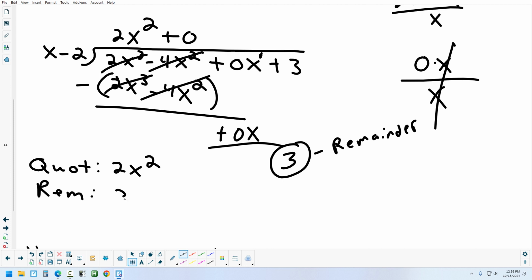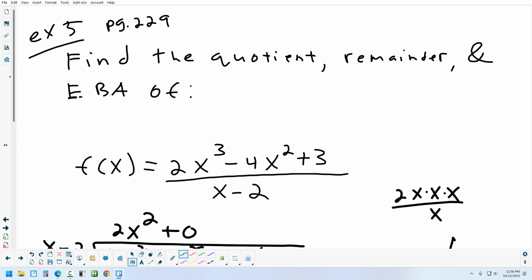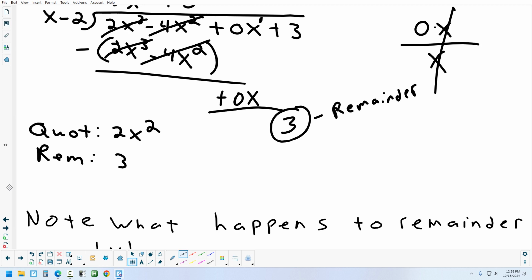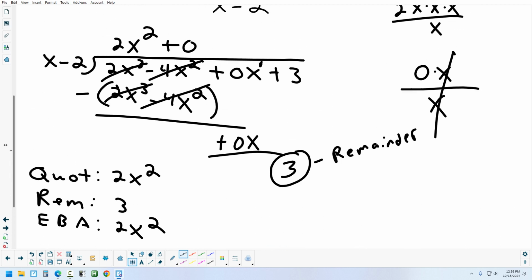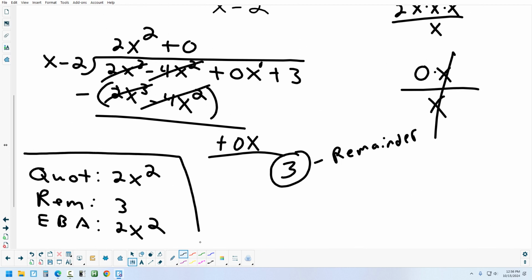And what's my remainder? 3. Oh, 3. And what about the EBA? 2x squared. The quotient and the EBA are always the same thing. Any question how we got that? We are going to do long division more later on.